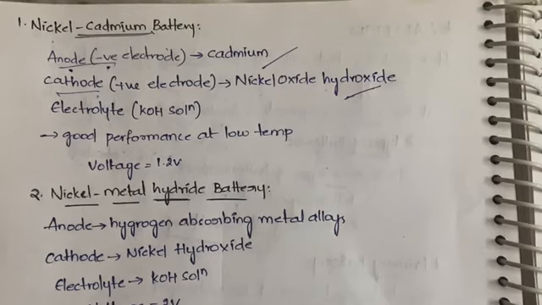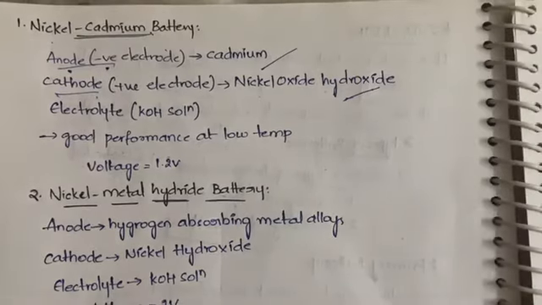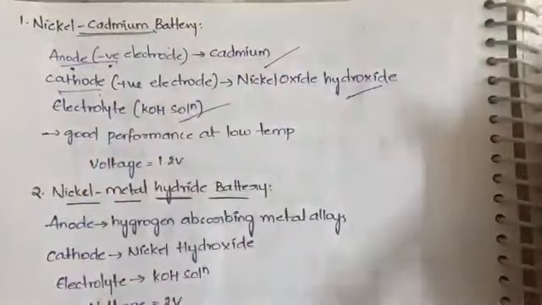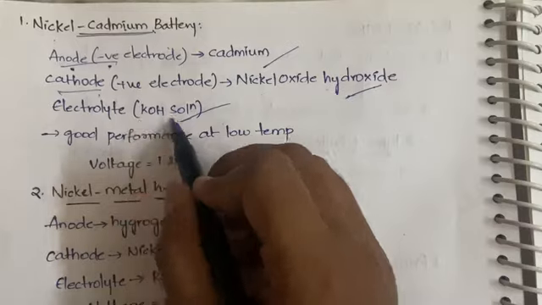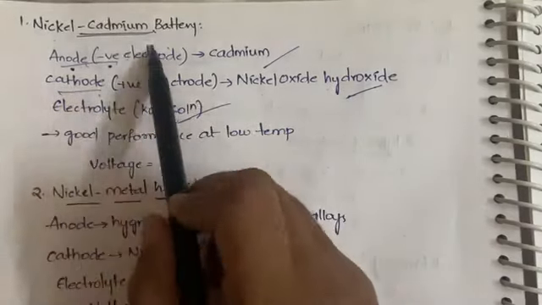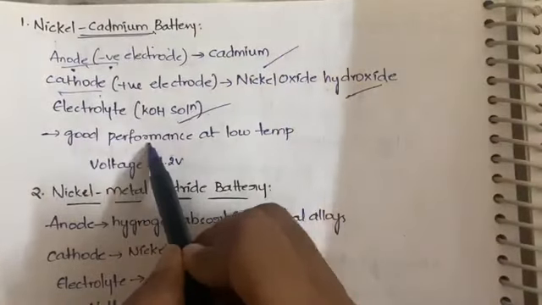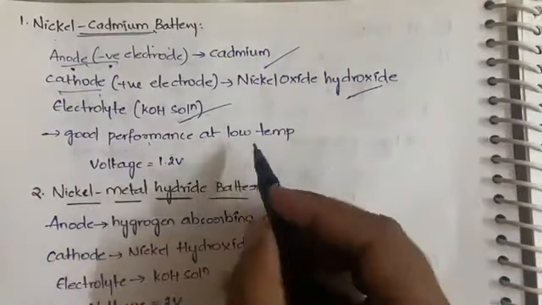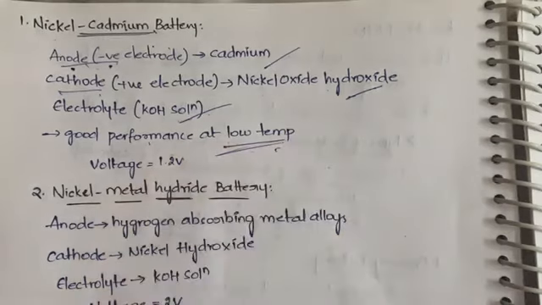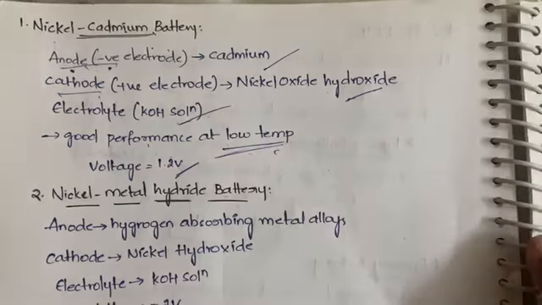Okay, and electrolyte will be mostly liquid only. It is a liquid in which you will be placing all the other things. So electrolyte will be mostly a liquid, and here it is a potassium hydroxide solution. And the speciality of this nickel cadmium battery is that it will be giving good performance at low temperature. When the temperature is low, it gives good performance. Okay, and the applicable voltage is 1.2 volts.